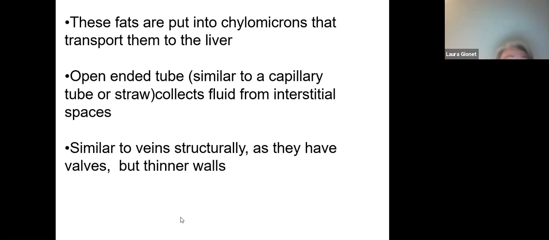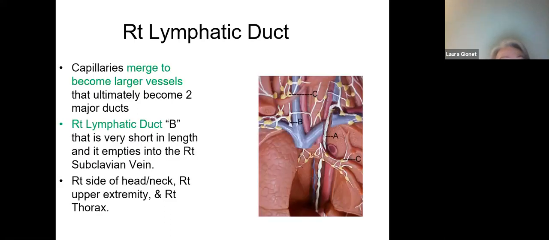It's an open-ended tube, similar to a capillary tube or straw, that collects fluid from the interstitial spaces. This is similar to veins structurally, as they have valves, but thinner walls. And so we're talking about the lymphatic capillaries. All right, we have the right lymphatic duct and the left lymphatic duct.